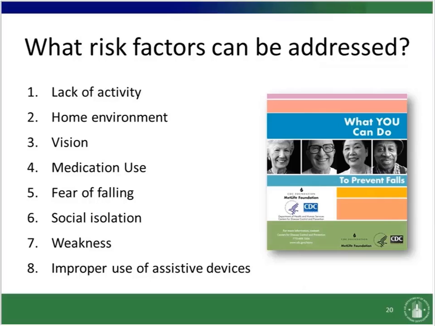We talked about getting the home environment a little bit more rid of things that could increase your fall risk, making sure you're taking care of your vision, medication use, the emotional issues, of course weakness, and then the improper use of the assisted devices. These are all easy things that everyone can do to kind of reduce falls. To the next slide.